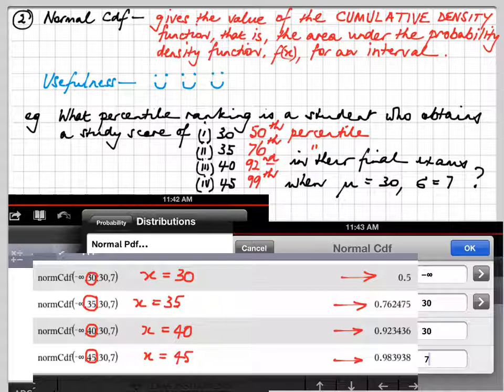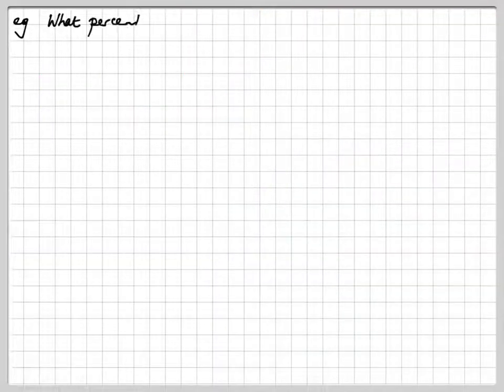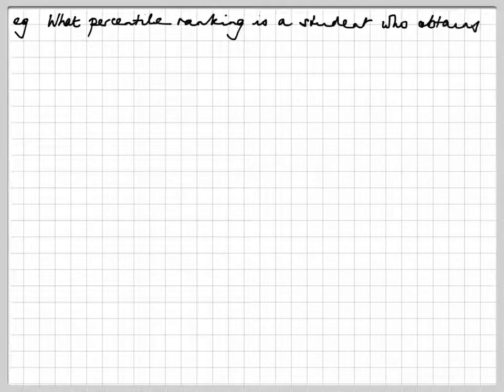So what does it do? It gives you the value of the cumulative density, the cumulative probability for a given interval. In this case, we're going from minus infinity, in other words, all of the curve up to and including the point that we're considering as the upper bound, okay? All right, here we go. Now, what's this other question here saying? What percentile ranking? Oh.